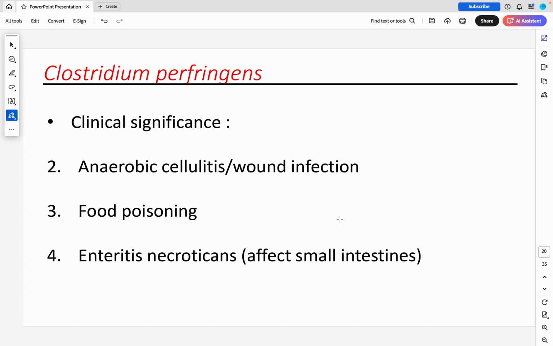Okay. Aside from gas gangrene, from clostridial myonecrosis, there are also other clinical manifestations of C. perfringens infection, such as cellulitis, especially if the pathogen gains entry to the host via a wound infection or an injury of the skin. Then food poisoning, definitely associated with spores of the species. Then there is enteritis necroticans, which is characterized by death of intestinal tissue.